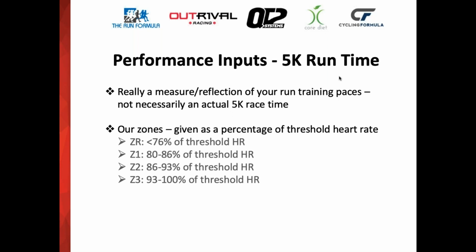So basically, the calculator asks you for a 5K run time. This actually isn't really an actual 5K run time. It's a time that we'll play around with a little bit so that the output then reflects your training paces. So basically, we might put in a 5K run time of 25 minutes, and that then translates to certain training paces, of which we'll discuss. And we want to make sure that that's actually where you've been training.